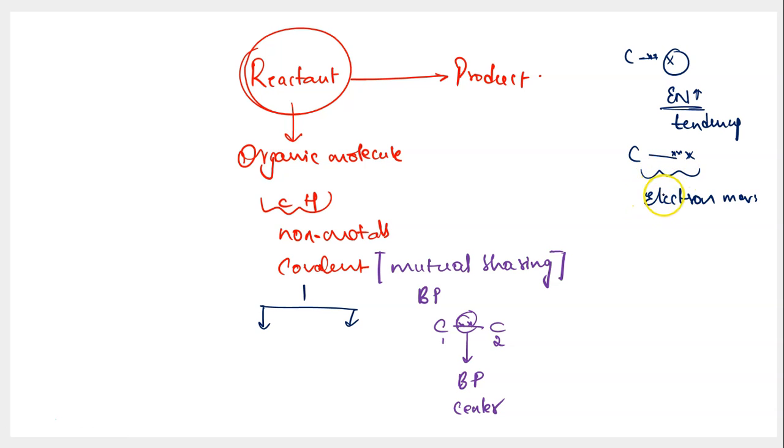And this electron movement causes a few consequences. There are some effects of this electron movement. So we'll also talk about those effects. That's why the topic today is electron displacement and electron displacement effects.